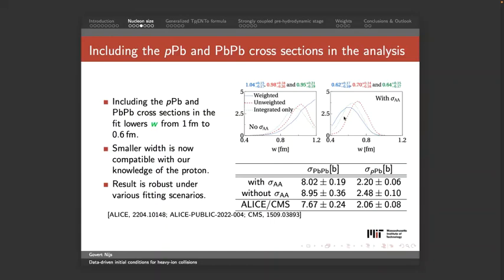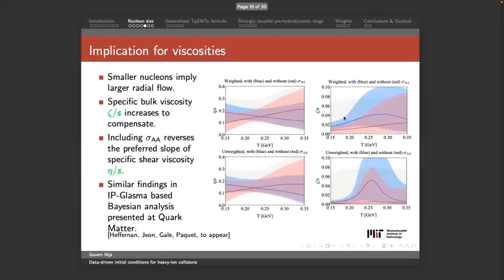So I would say this makes sense that it should be smaller. So what are the consequences of this? If you make the nucleon smaller, you increase radial flow, and that would increase your mean pT. So it needs to compensate somehow. How the Bayesian analysis compensates is by making the bulk viscosity larger. So previously you saw we had this very small bulk viscosity, and now it grew again to be quite a bit larger due to this.